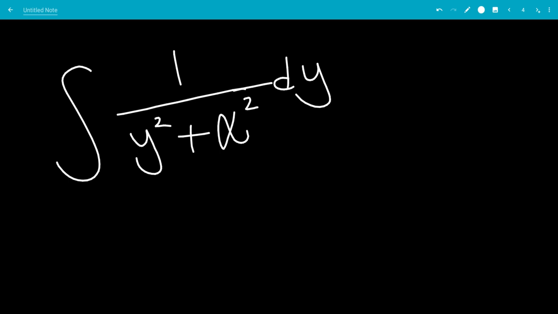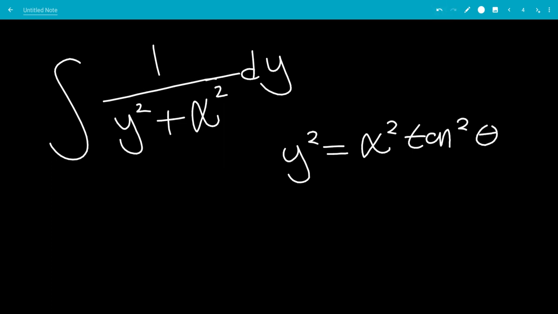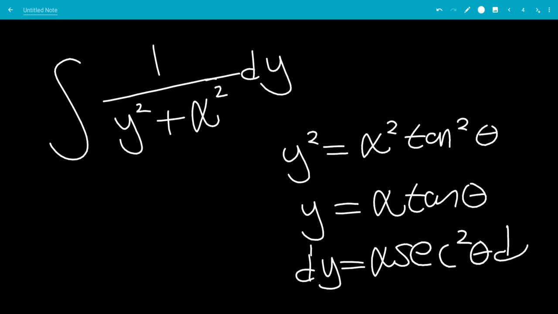Okay, so there's a rule for this, but I'm just going to show the rule right now. So we want y squared equal to a squared tangent squared theta. Okay, so that means that y is alpha tangent theta. Why would we want this? Because you can factor out the a squared, leaving us with a squared times 1 plus tangent squared theta, which is just secant squared theta. So that will cancel some stuff out. And then dy will be a derivative of tangent theta. So write this step. Derivative of tangent theta is secant squared theta d theta.